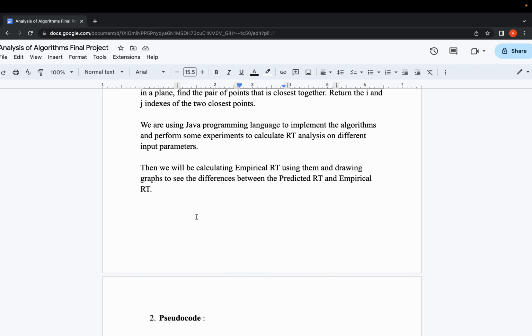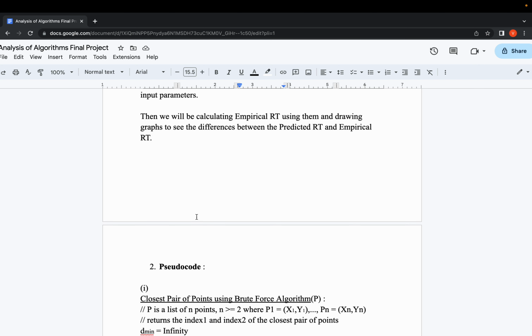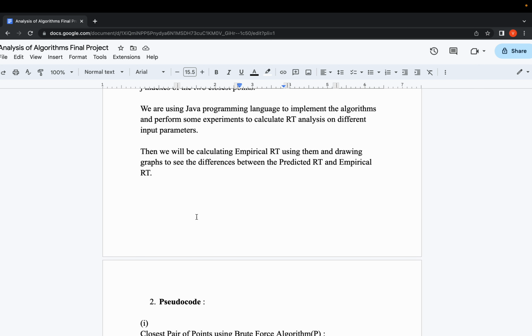So here I'm going to use Java to implement the code, and we are going to find out the empirical runtime and the predicted runtime, and we are going to plot the graphs for both of them for both codes.